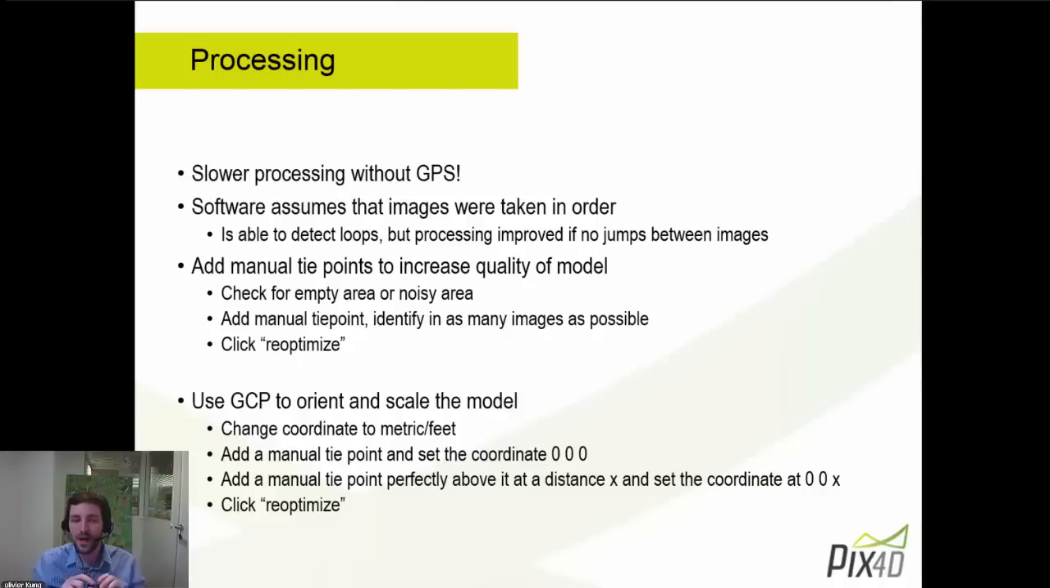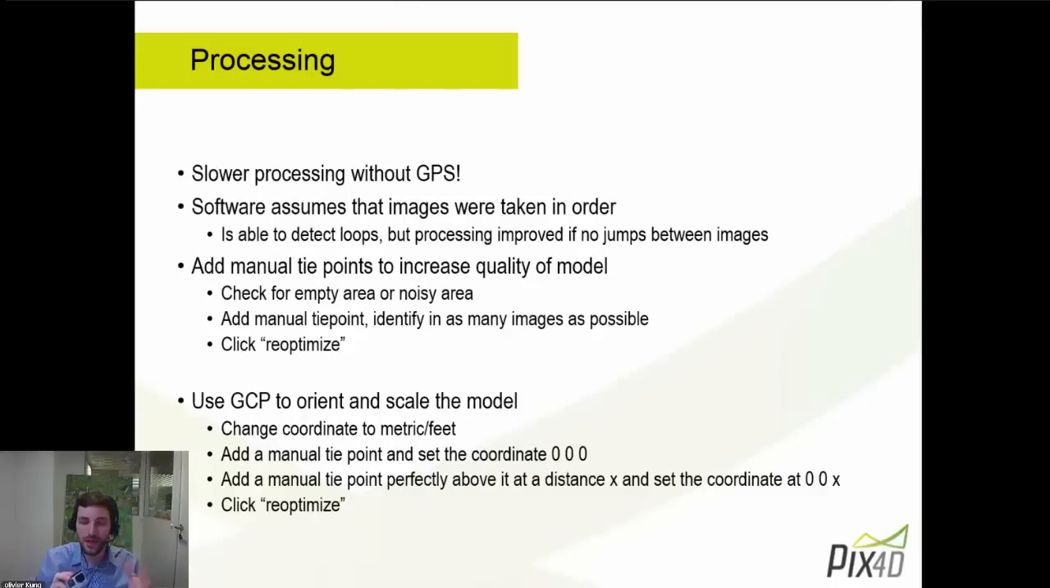In addition, the software assumes that the images were taken in temporal order, which means that when you start taking your pictures, it tries to match with more preference images that are close in time. However, if you do a big loop and come back to the first area, the software will also be smart enough to detect that there was a loop and will be able to match images even if they were not taken at the same time, from the beginning of the project until the end of the project.